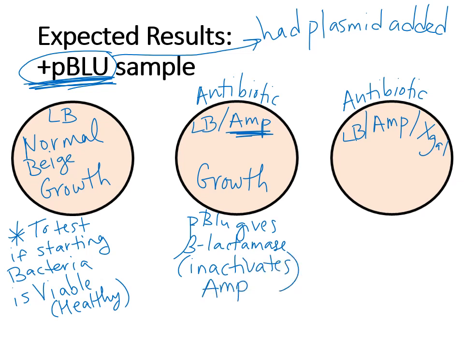So the bacteria can survive. Now, the next question I ask you, are you expecting that growth to be blue? What do you notice about this plate? What doesn't it have? Yes, you have the pBlue plasmid, but what is not on the plate? There's no XGAL listed. So instead, you expect to see normal beige growth.